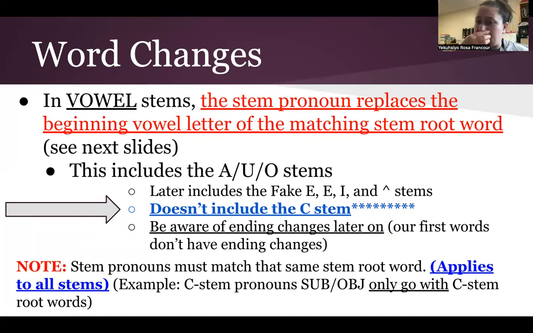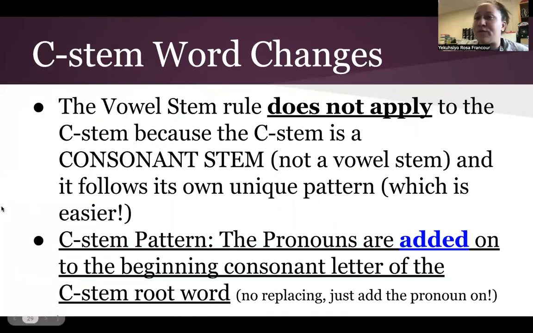Be aware that sometimes there are endings later on in verb changes too. Don't worry about that right now. But stem pronouns always need to match the same stem root word. So if the root that we're talking about is hunji, it's a C stem, we have to use a C stem pronoun. Okay, that's all that means. What's the rule for the C stem?